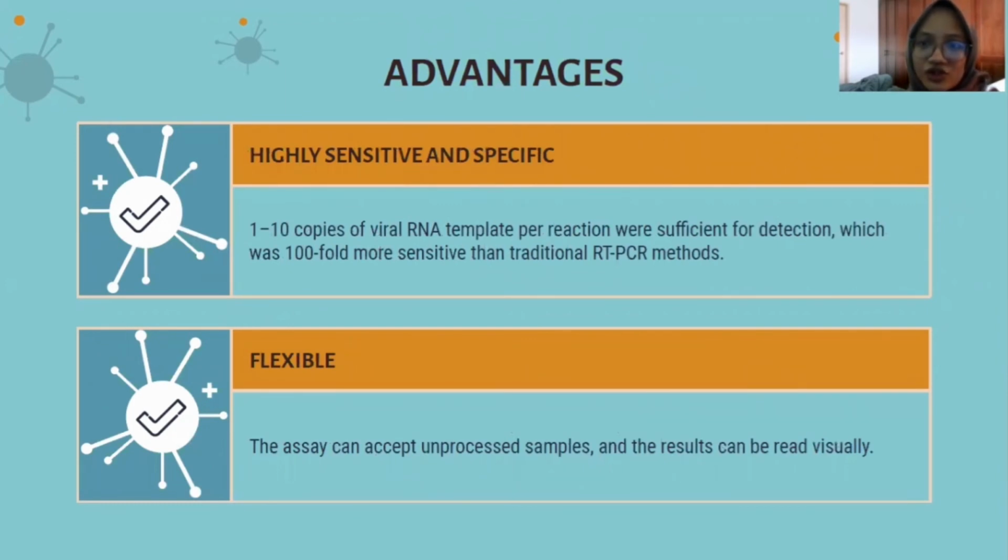The next advantage of LAMP is that it is highly sensitive and specific. 1 to 10 copies of viral RNA template per reaction were sufficient for detection, which was 100-fold more sensitive than traditional RT-PCR methods. The next one is that LAMP is flexible, as the assay can accept unprocessed samples, meaning that the LAMP method doesn't require any RNA isolation before performing the assay, and the results also can be read visually or by our naked eye.